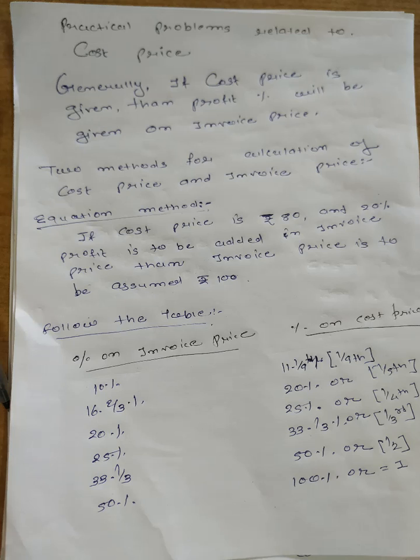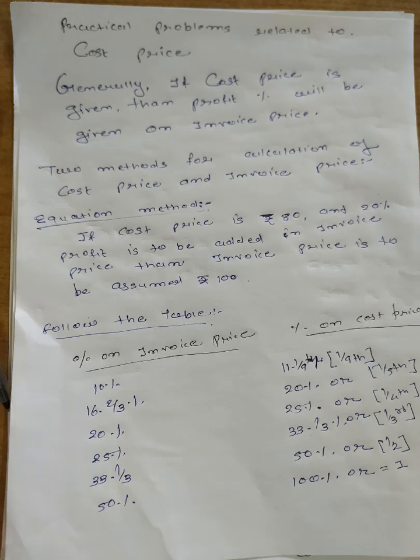In our example, read the first line: 20% profit is to be added on invoice price. So you are not going to add 20% of rupees 80 in rupees 80. Or in other words, you do not take profit as 20% of rupees 80, because this 20% is given on invoice price and invoice price is not given. So you have to assume that invoice price is rupees 100. Take 20% of rupees 100. So 20% of 100 is equal to 20. Now 100 minus 20, 80 rupees is your cost price.